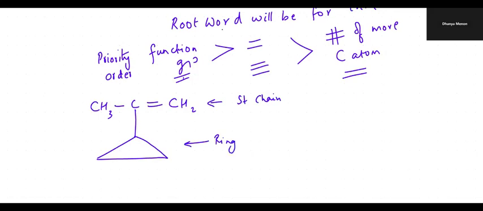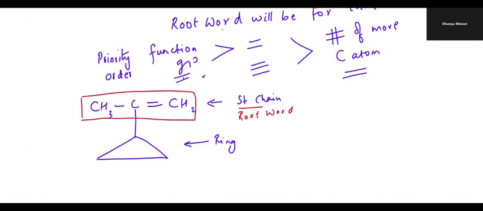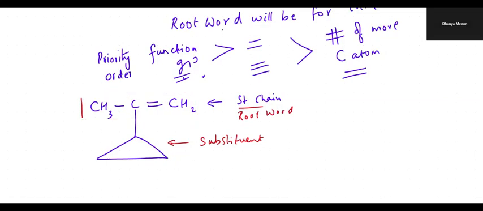No functional group is there. Check for double and triple bond. Here there's a double bond. So definitely this has become our root word, and this has become our substituent. On the basis of this priority list, let's do the numbering first now. This is our root word.